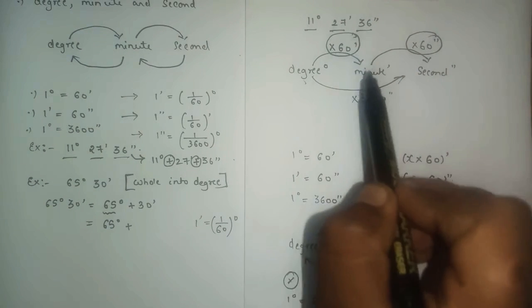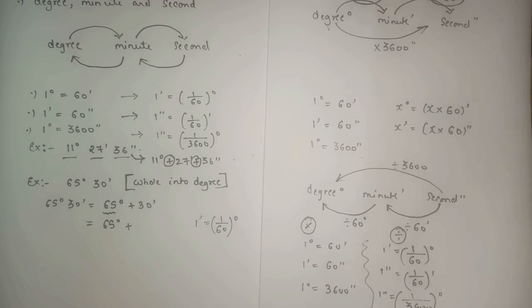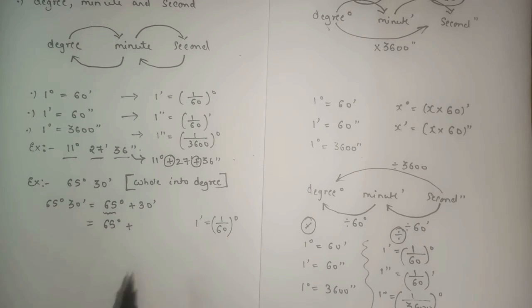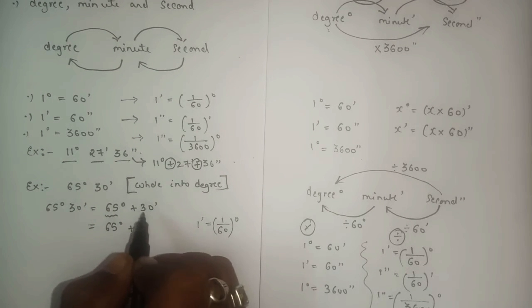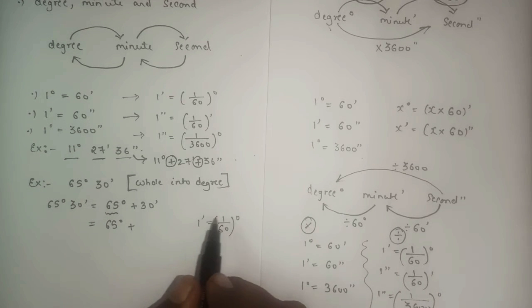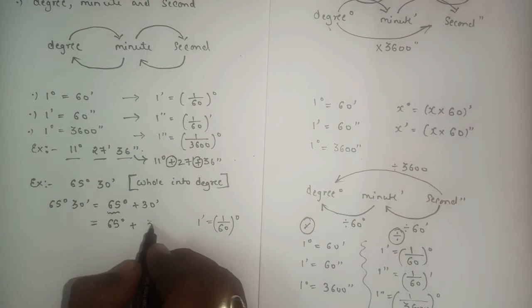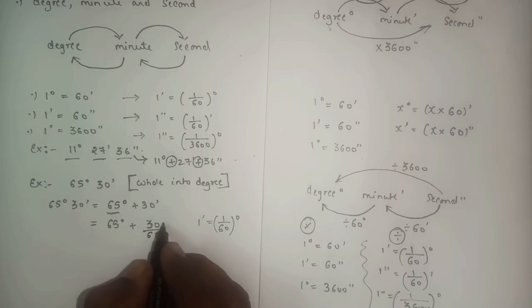When it goes in this direction, degree to minute, minute to second, that time you have to multiply. So here it clearly says that we have to convert this whole section into degree, so your final answer should be in degree. As the first part is already in degree, keep that number as it is. But your second part is in minute, so we have to convert this minute into degree. The relation between minute and degree is 1 minute is equal to 1 upon 60. So to convert this minute into degree, you will divide that number by 60.